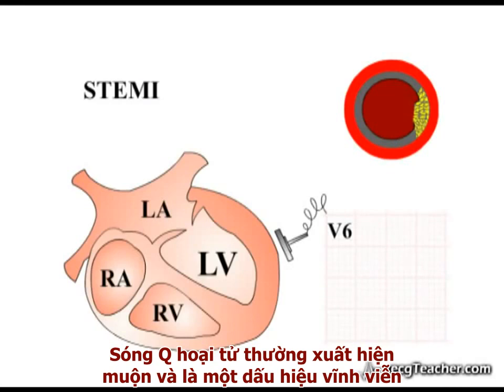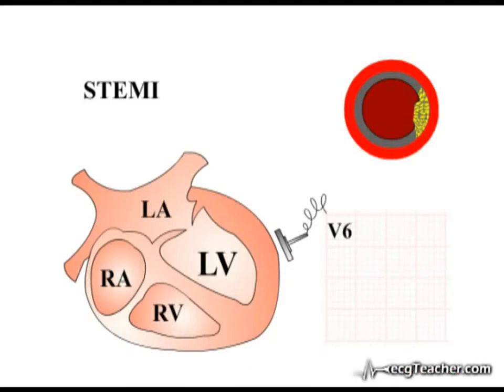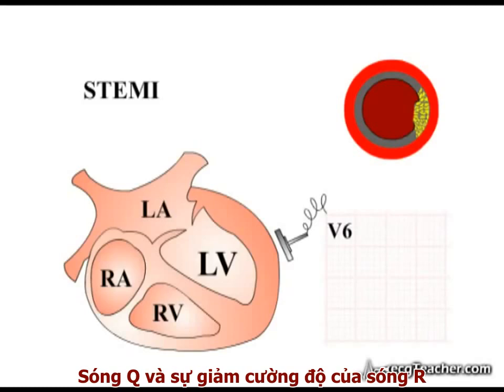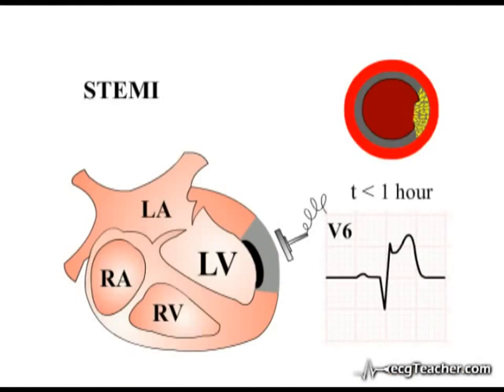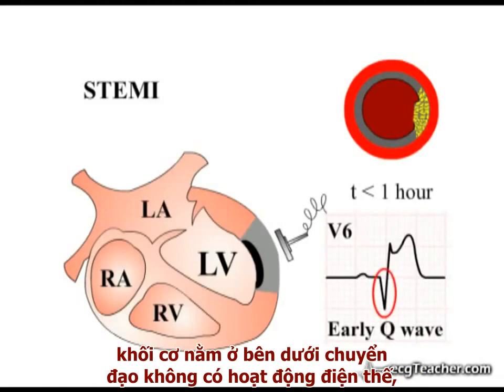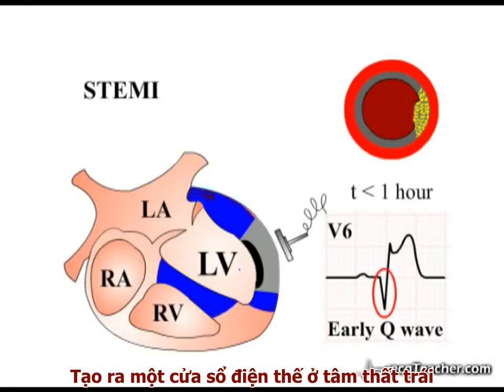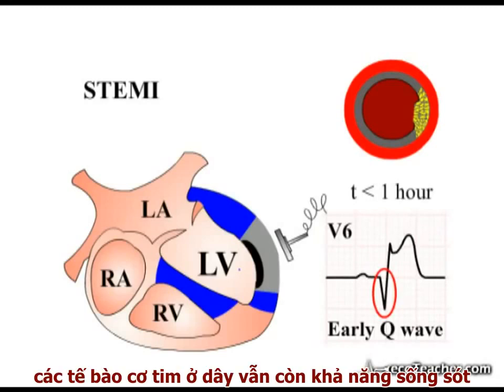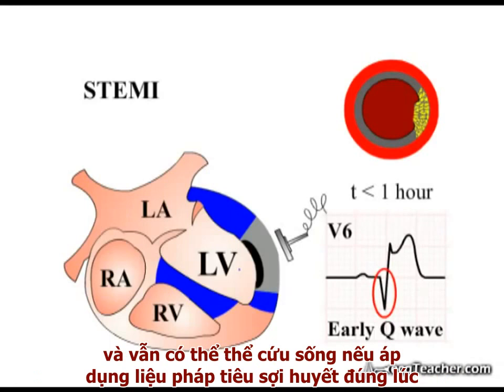The traditional view of pathological Q waves as a late and permanent marker of irreversible myocardial death has been modified in recent years. It is important to be aware that in a proportion of cases, Q waves and loss of R wave activity may develop very early in the course of STEMI. In this situation, the presence of Q waves still implies that the muscle underlying the lead is electrically inactive and failing to depolarize, creating an electrical window into the left ventricle. However, although not actively depolarizing, the affected myocardium is still viable and potentially salvageable with timely thrombolysis.